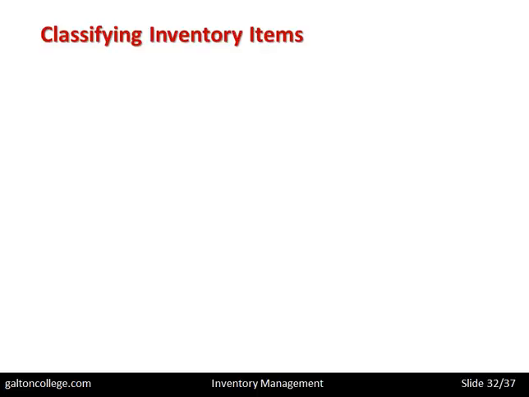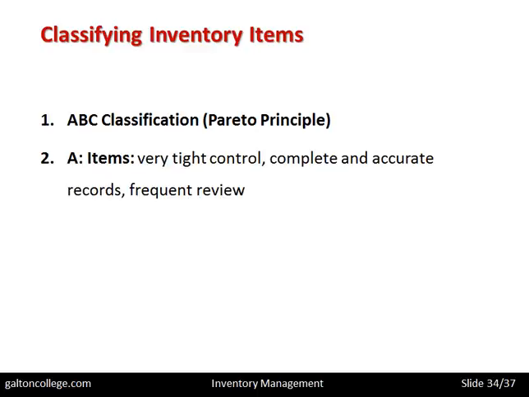Now, classifying inventory items. Well, the ABC classification, developed by Wilfredo Pareto and known as the Pareto principle. First of all, A items, very tightly controlled, complete and accurate records and frequent reviews, closely monitored all the time by the stores. They are expensive, difficult to come by. So they need to be watched and monitored and make sure that the records are accurate. They are expensive.